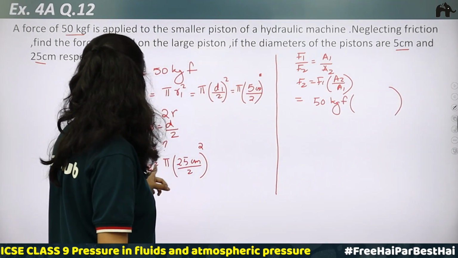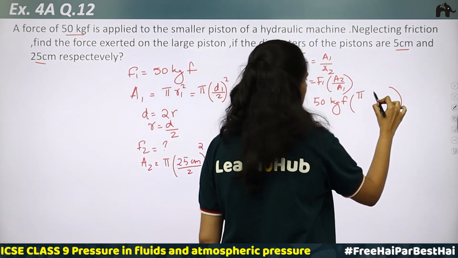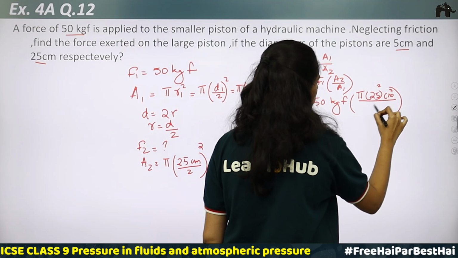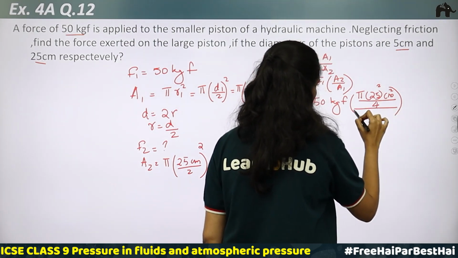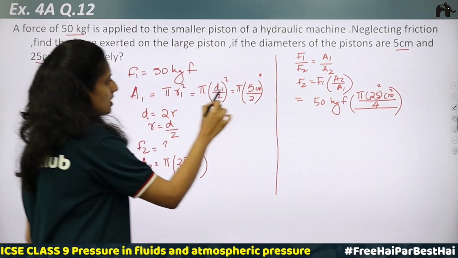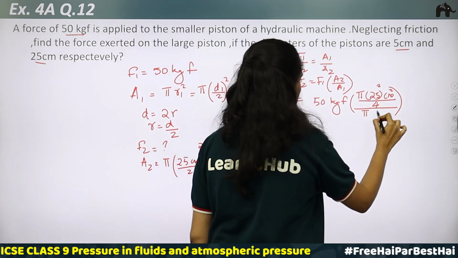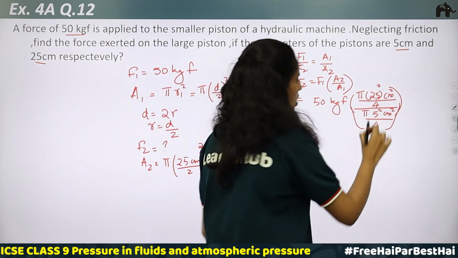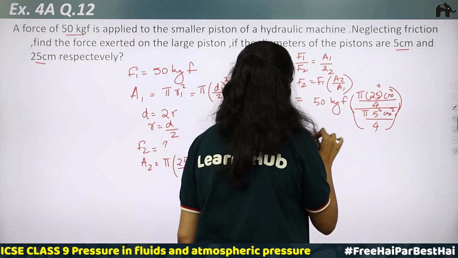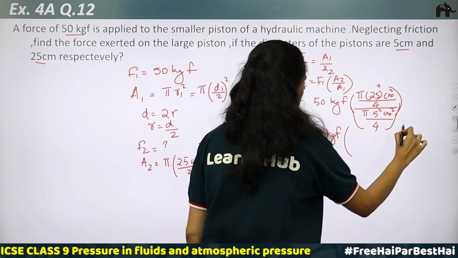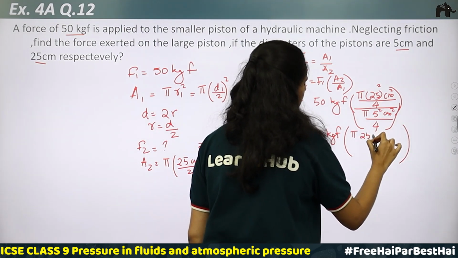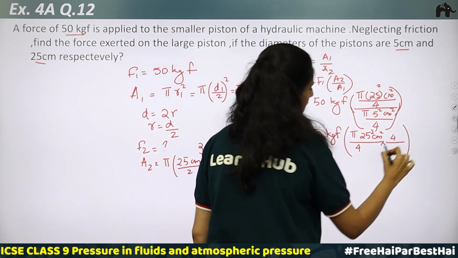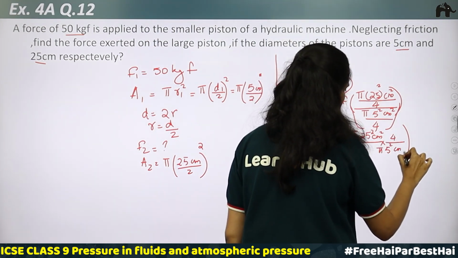Next, A2. A2 is equal to pi 25 square centimeter square divided by 2 square, which is 4. Divided by A1. A1 is equal to pi 5 square centimeter square divided by 2 square, which is 4. Now taking the reciprocal of this part and multiplying, we get 50 kilogram force into pi 25 square centimeter square divided by 4 into 4 divided by pi 5 square centimeter square.